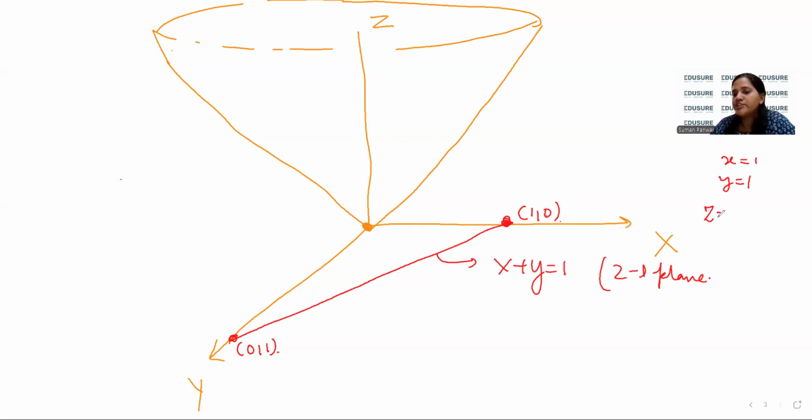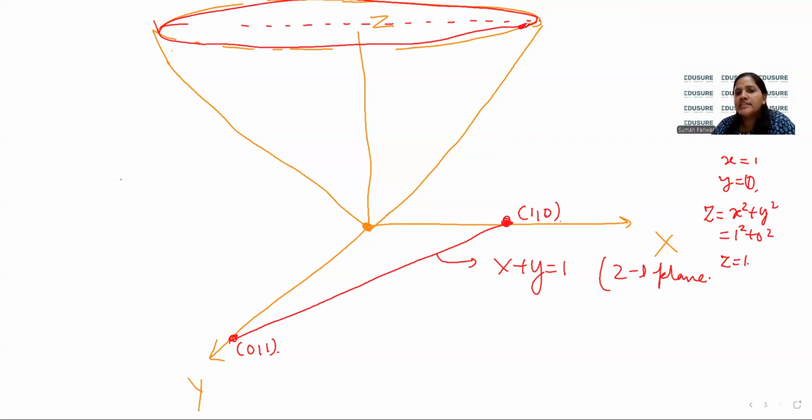So my function z, which is x square plus y square, will be 1 square plus 0 square. So z will be 1. Therefore, corresponding to this point (1, 0), I will be having a height of z equals 1. So suppose this is my height, z equals 1. Okay. So we will be having a concentric circle of radius 1, like this, a level curve like this, and this will be the height, this point, 1.